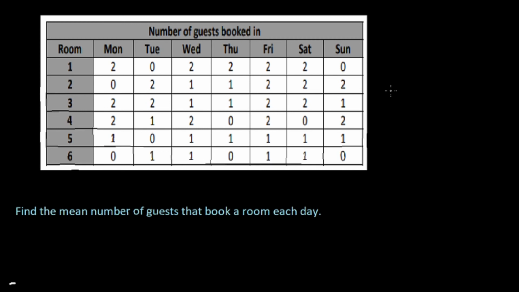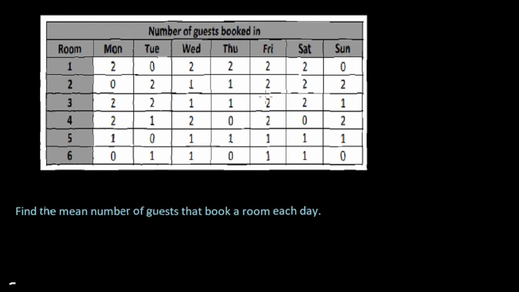Okay, so these tables are going to get slowly a bit more confusing. This says number of guests booked in. It says room, and then it has days of the week across here, and then it's got a lot of numbers. It says find the mean number of guests that book a room each day. Firstly, make sure that you don't just do all of the numbers. You do need to make sense of what's happening on this table. If you see it says room here, and then 1, 2, 3, 4, 5, 6.